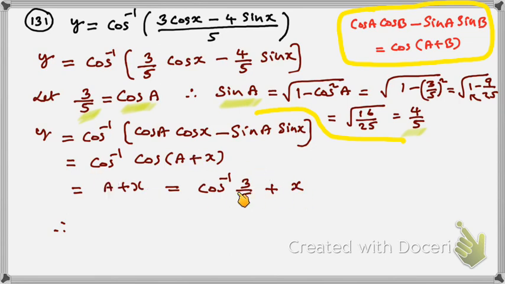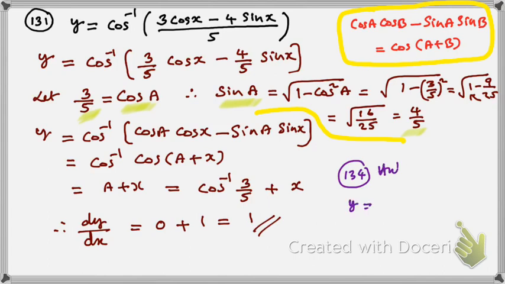So I replace A by its value. Cos A is 3 by 5, so A would be cos inverse of 3 by 5 plus X. And at this stage, I will differentiate. Your question is basically to differentiate. Therefore, dy by dx is equal to cos inverse of 3 by 5, which is 0, plus x would become 1. So the answer is 1.